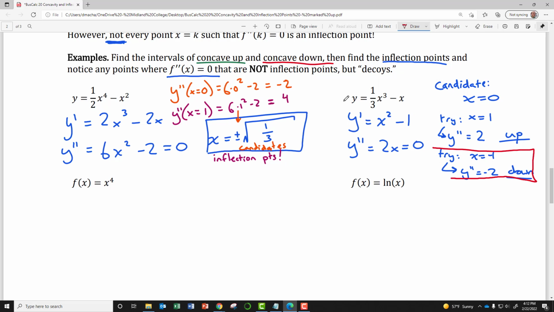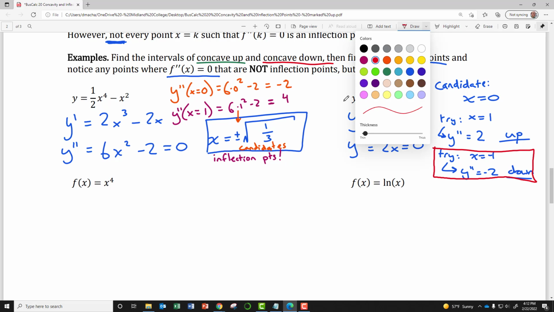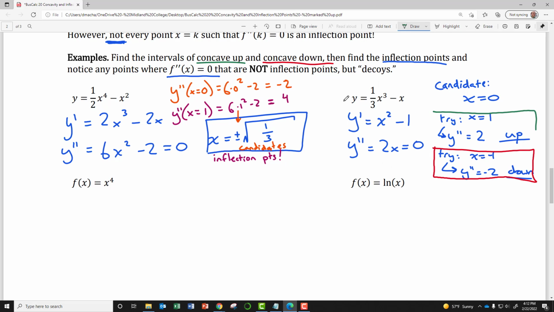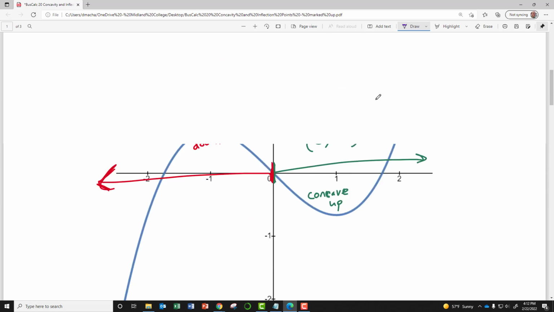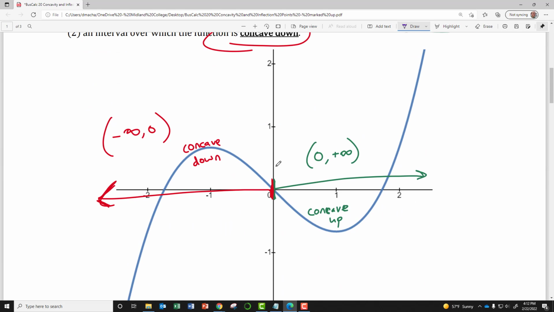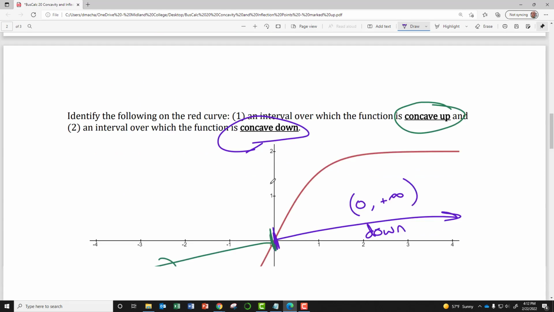So since I'm going from concave up to concave down, that's an indicator to me that this candidate inflection point really is an inflection point, right? And an image of this curve with this formula is this blue curve, and you can see I'm going concave down to concave up at the point x is equal to 0. So that must be my inflection point.